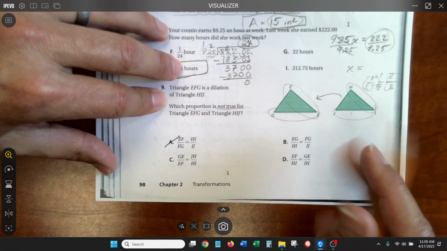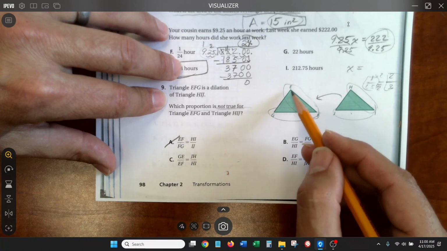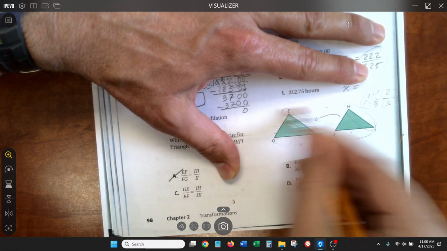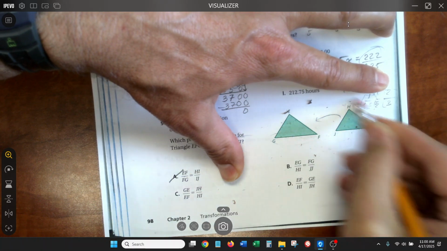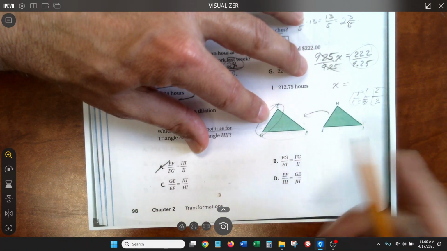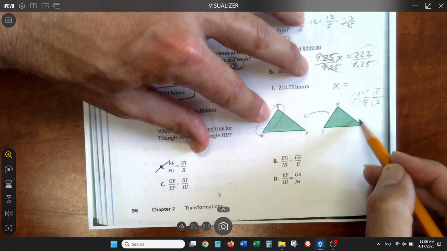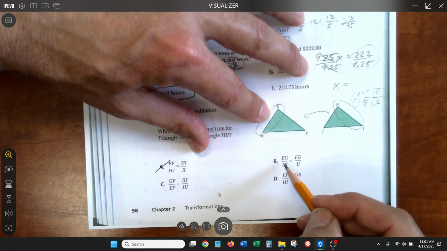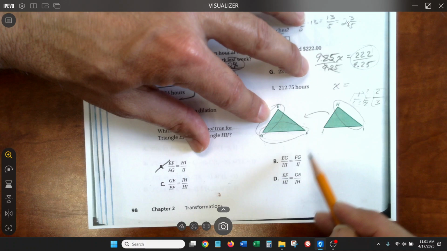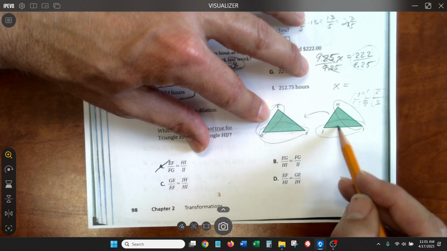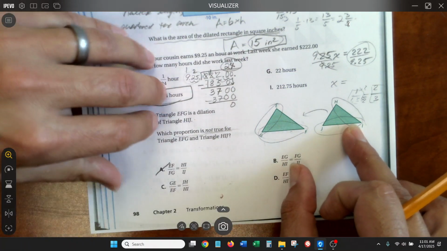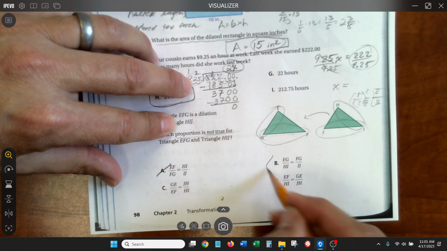Let's look at B. EG compared to HI. So EG, I'm going to have to, I guess, erase. Okay. EG is the left side of the bigger one compared to HI. Oh, that's not the left side of the smaller. So this looks like it might be wrong. Let's see. FG compared to IJ. Those two sides are corresponding. They're both the bases of each triangle. So it looks like it's going to be B. So let's put this in parentheses for now.